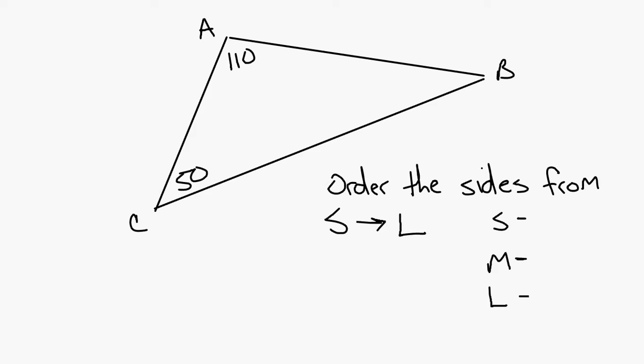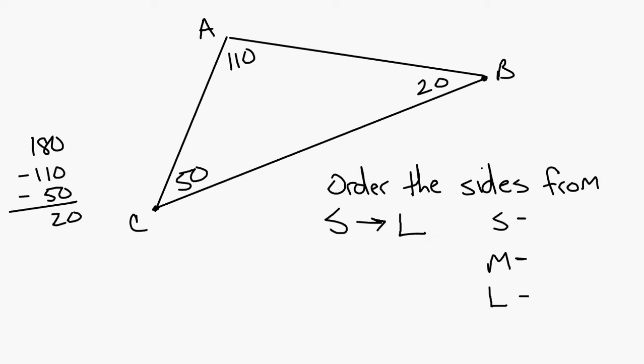What's the first thing you have to answer in this question? You've got to find the third angle first, right? So what do they all have to add up to? 180. So if you take 180 and you subtract 110 and then you subtract 50, what's left? 20. So this angle is 20 degrees.